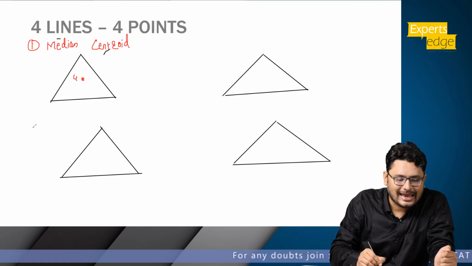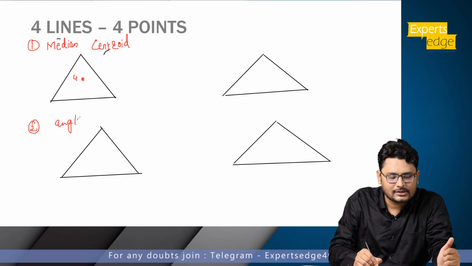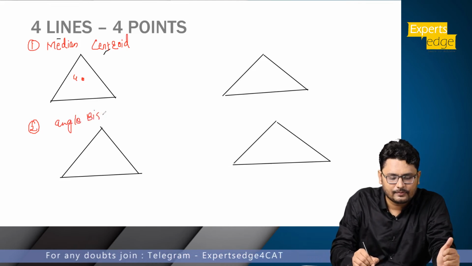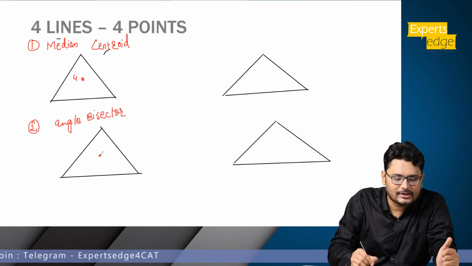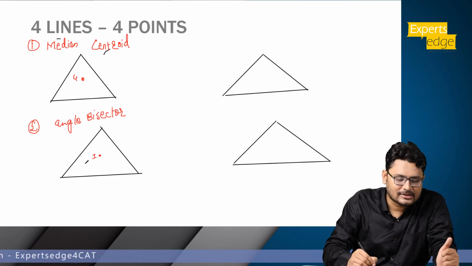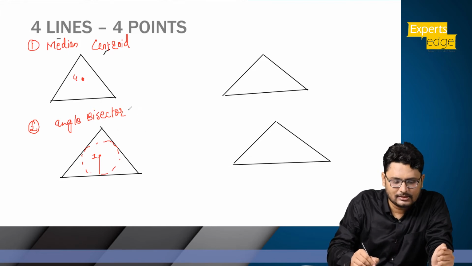Second, what we did is the angle bisector. The meeting point of angle bisectors is the incenter. तो ये this point is the incenter, that is I. अगर मैं इसके अंदर एक सर्कल डाल दूं तो जो उसका रेडियस होगा, that is the inradius. Okay, so this is the incenter and the inradius.